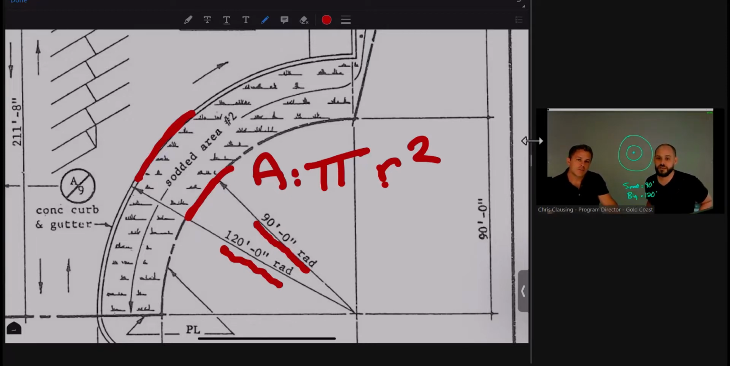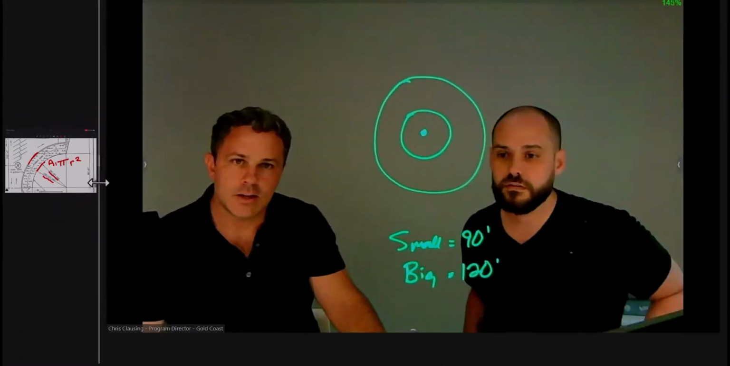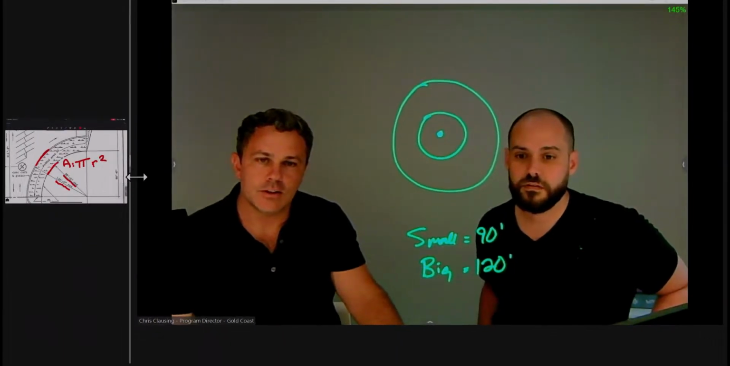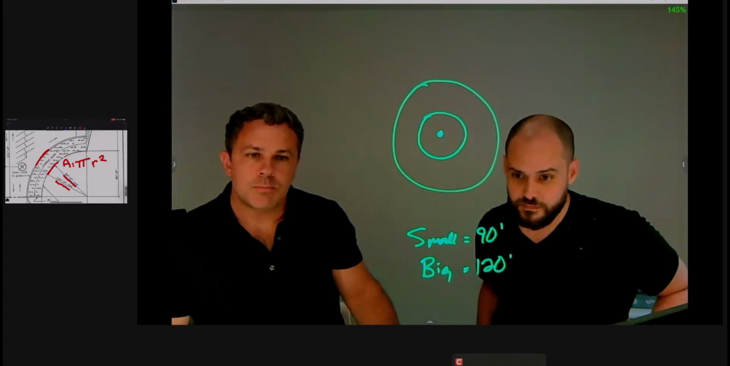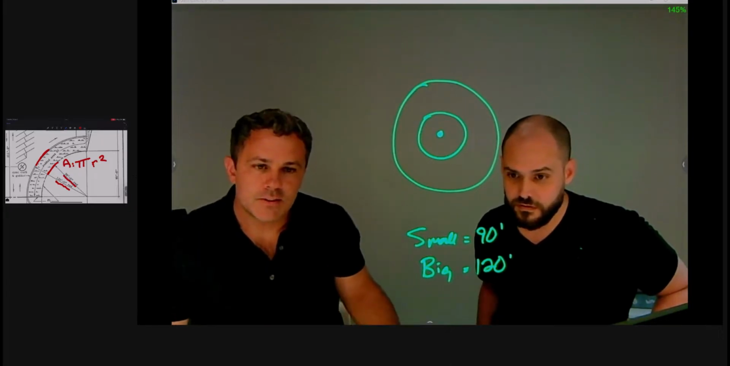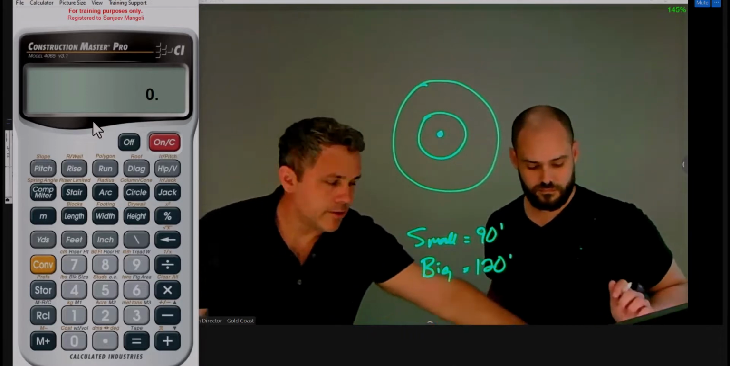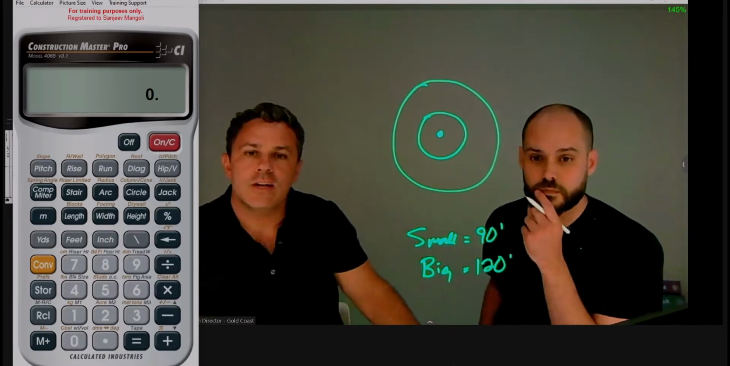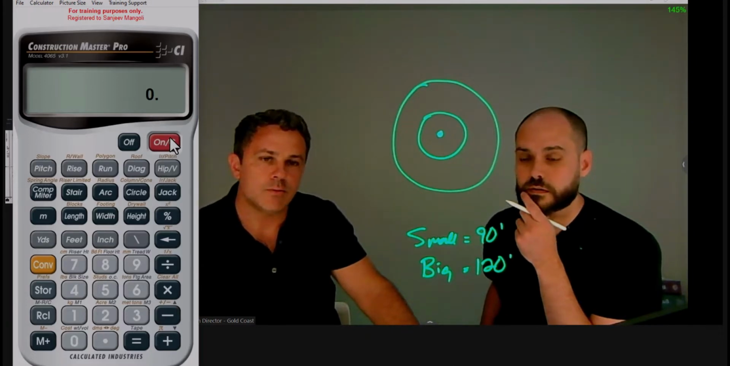So we have those two radiuses, small and big, 90 and 120. We got that? Yes. Ready to zoom back out? Let's scroll back. Okay, so we have a small radius of 90 and a big radius of 120.